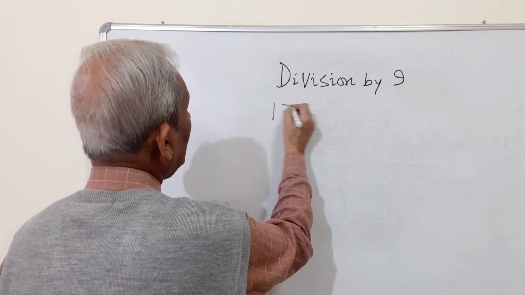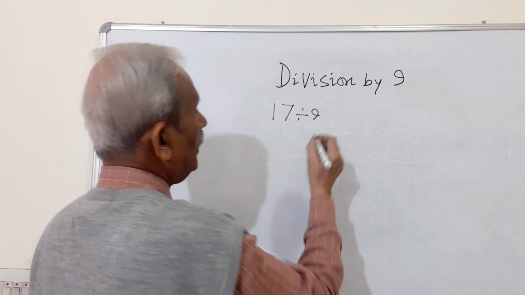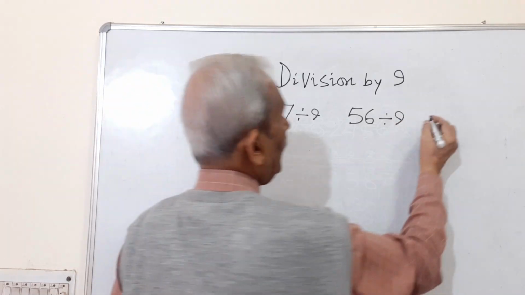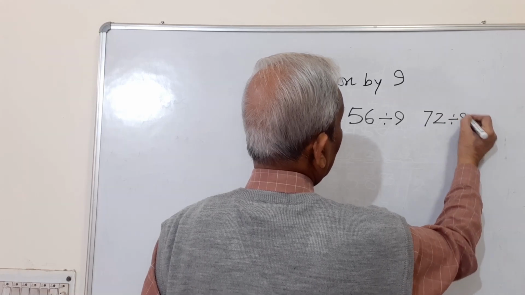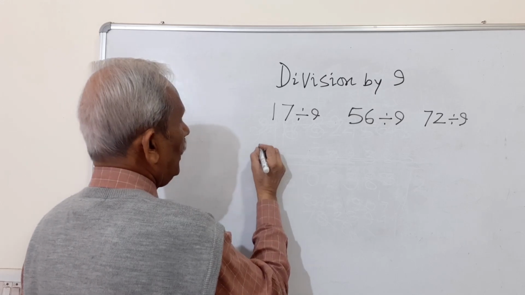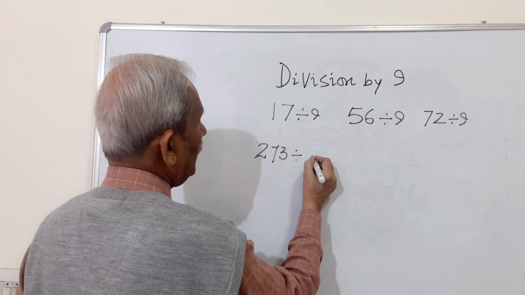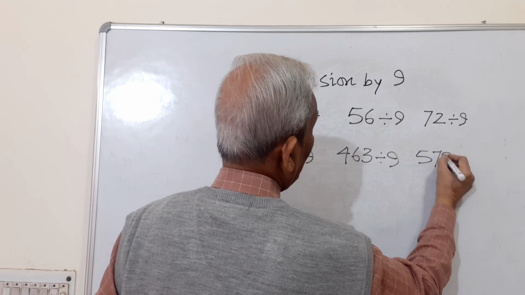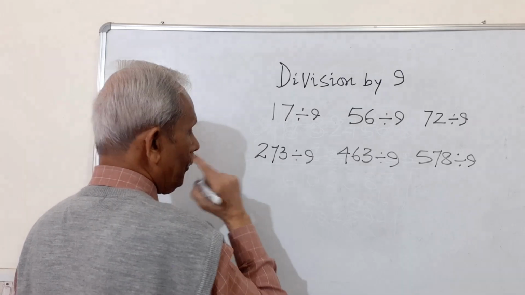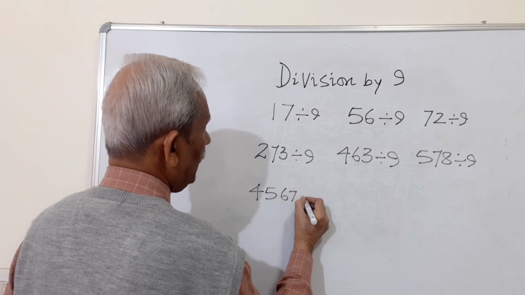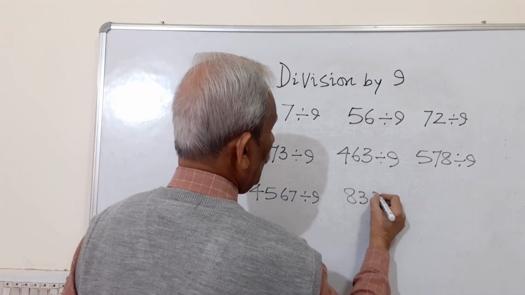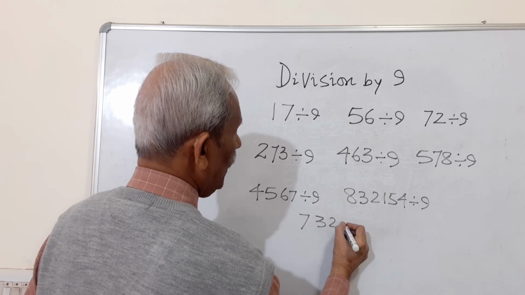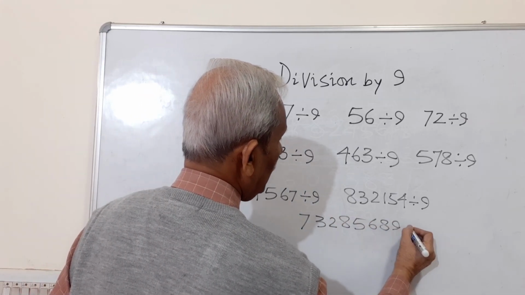So the questions which I want to give you are: divide 17 by 9, divide 56 by 9, divide 72 by 9, right? After that, 273 divided by 9, 463 divided by 9, 578 divided by 9, and a little more: 4567 divided by 9, 832154 divided by 9, and the last problem, 73285689 divided by 9.